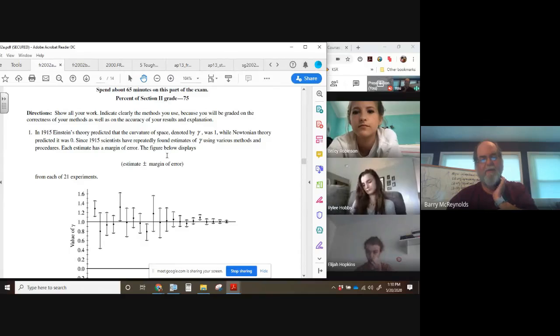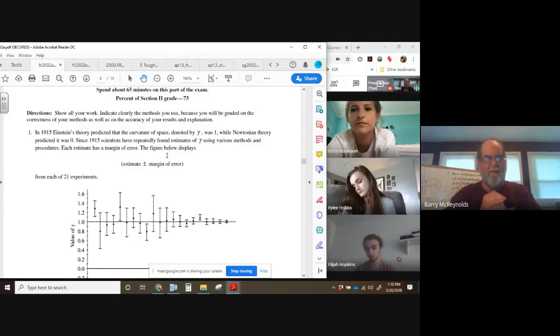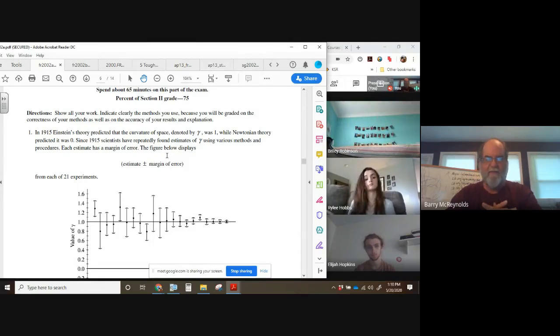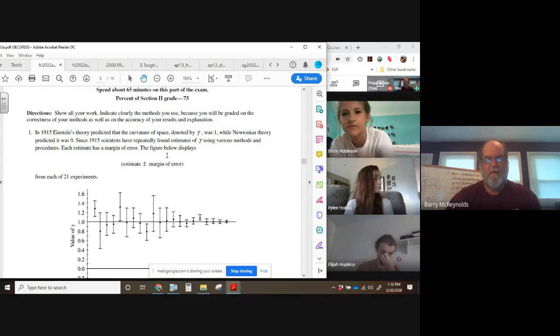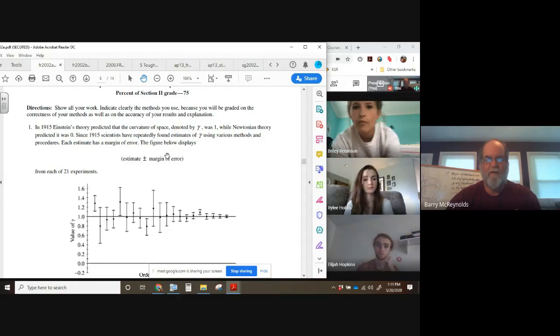I mean, anytime you see a question that begins, in 1915, Einstein's theory predicted the curvature of space, you're thinking, oh my gosh, I don't know anything about this. But if you read through it, it's pretty straightforward. The graph is certainly worth more than 1,000 words here. So it is certainly something that is within our capability to answer and expect to get full credit.